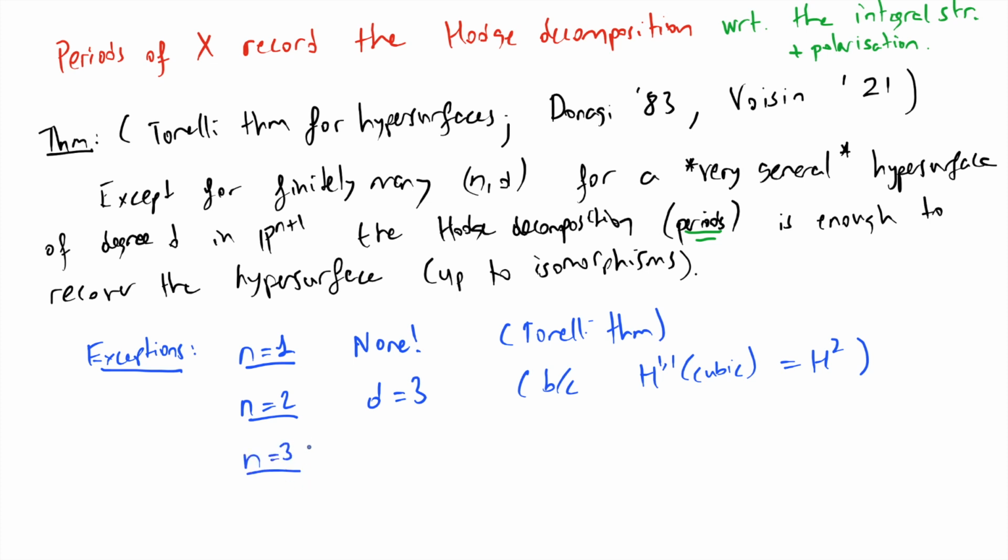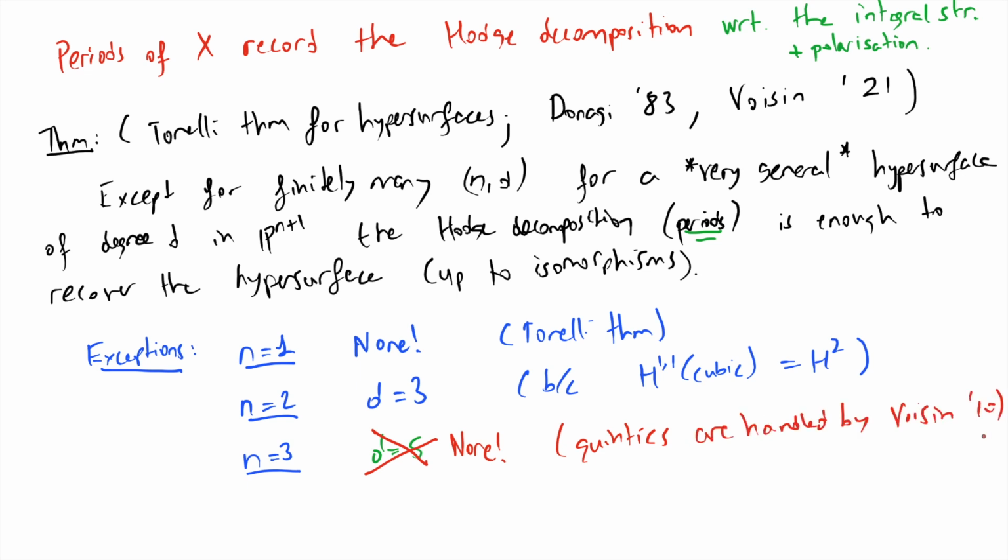Now, when n equals 3, so we're looking at threefolds in P4, the only possible exception was d equals 5. I'm saying the only possible exception in the sense that there's a list of possible exceptions, d equals 5 is in that list, but an older paper of Voisin handles this case so that there are no exceptions here. So quintics are Calabi-Yau's and they're also very special, so that was one reason of interest. I believe Voisin's paper for this is 2010.